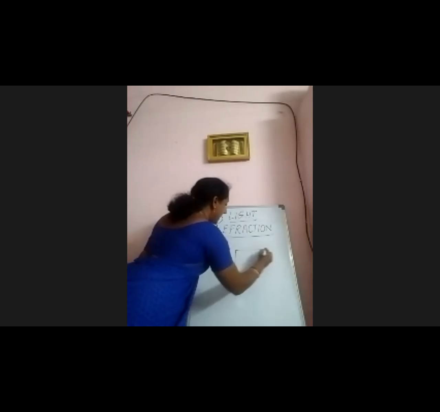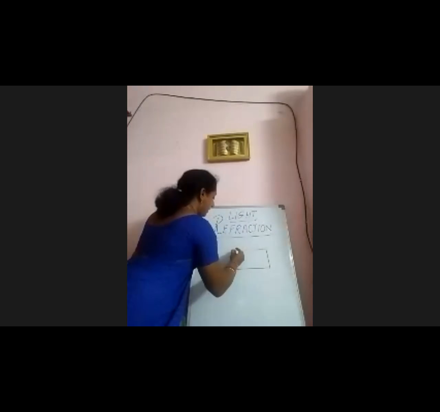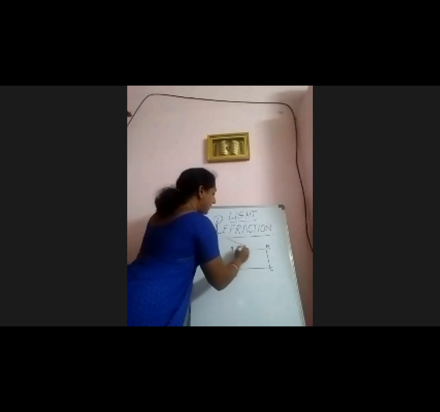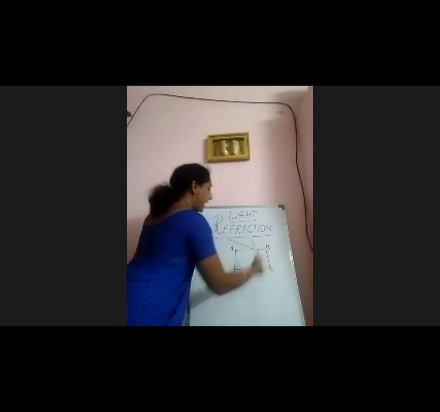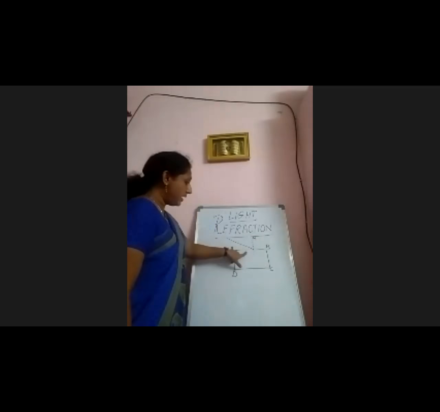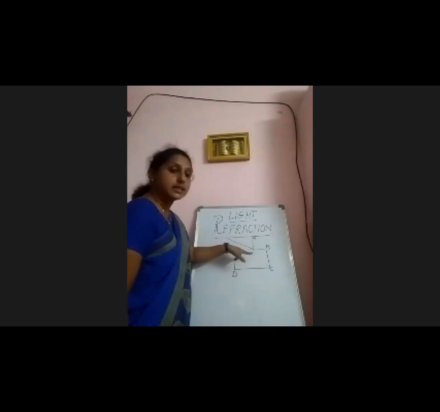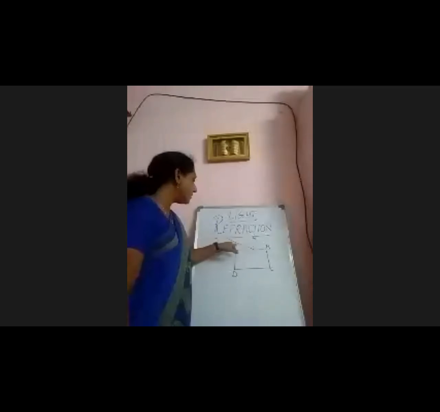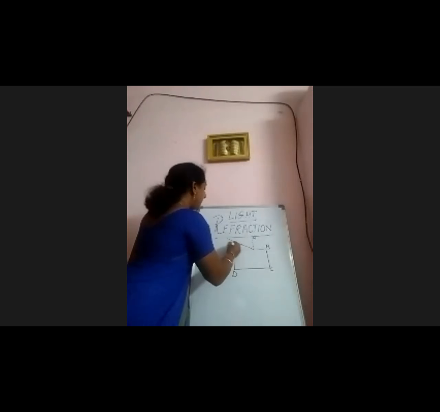So suppose this is a glass slab, glass slab A, B, C, D. And light is coming and it is incident on the surface AB. Here we will draw one imaginary light ray which is perpendicular to this surface, that is AB. It is an imaginary light. It actually doesn't exist, children. We are imagining it.